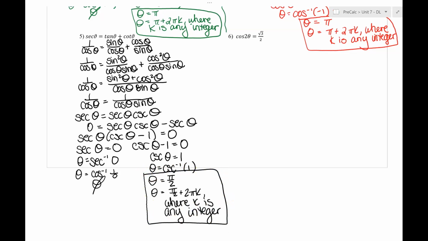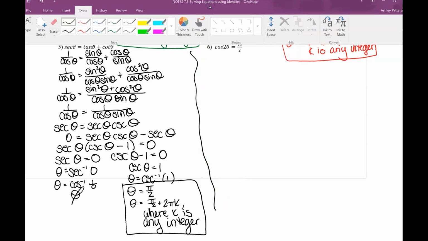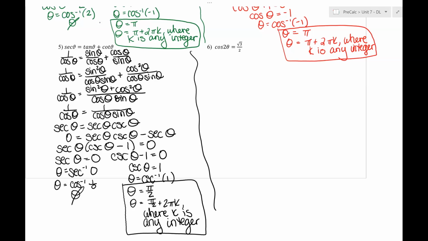Nice. All right, hang in there. We're almost done. We've got one more. And this is great because this is what we were just working on. Cosine of 2 theta is equal to radical 3 over 2. So we're going to solve for 2 theta. And we're going to find the inverse cosine of radical 3 over 2.